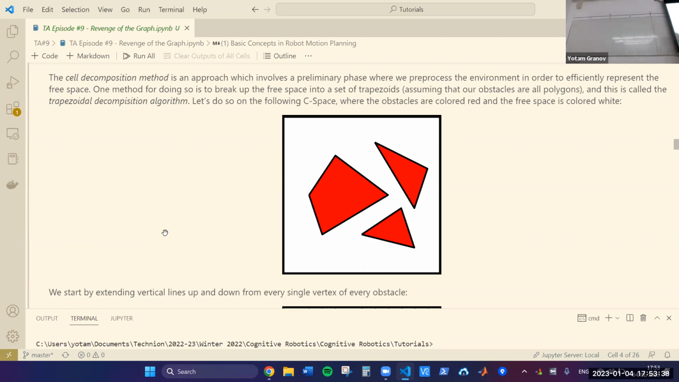So looking at this C space, we have red obstacles and white free space. We're going to look at this free space and think: how can we partition it intelligently so that we can turn it into a graph, and then solve that graph relatively efficiently to find a path between two points?